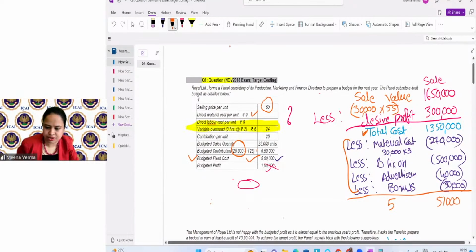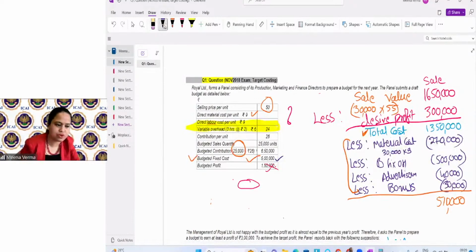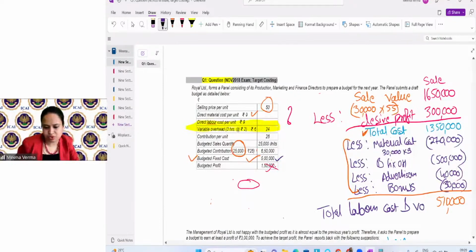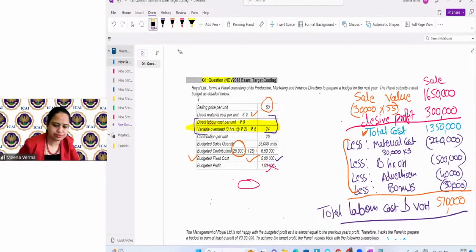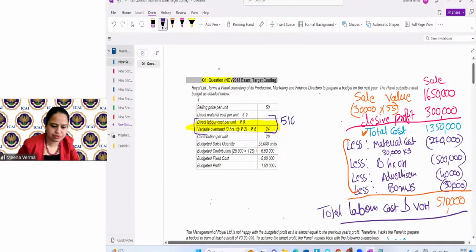5,10,000 is coming here, and this is actually the cost of labor cost and variable overhead cost. This is what total labor cost and variable overhead cost. This is the total cost coming here, right? You have calculated this cost here. What is it coming here? 5,10,000. Right? This is coming here.